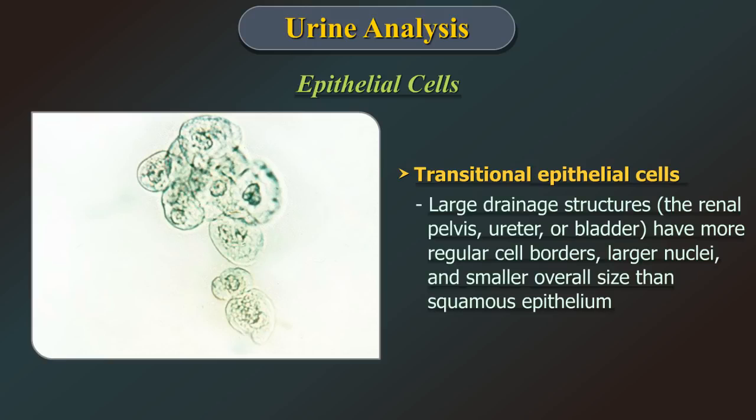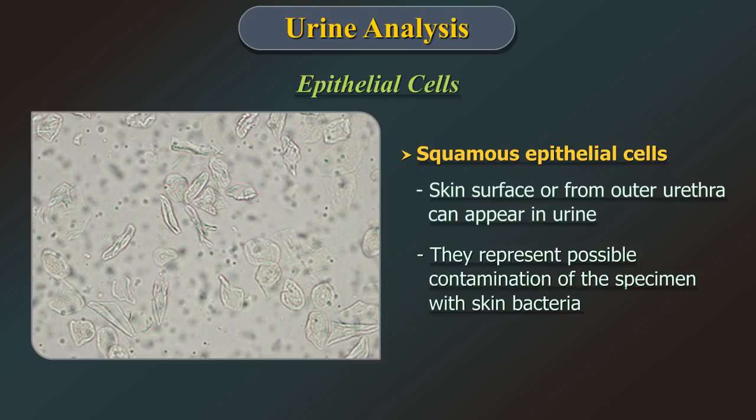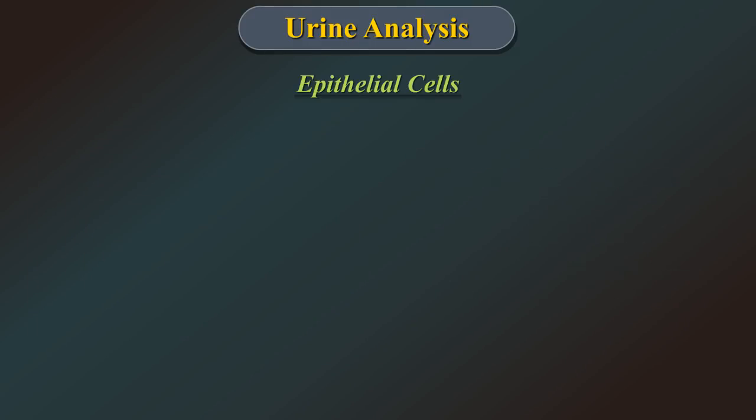Transitional epithelial cells from the large drainage structures, that is, the renal pelvis, ureter, or bladder, have more regular cell border, larger nuclei, and smaller overall size than squamous epithelial cells. And then the squamous epithelial cells from the skin surface or from outer urethra can appear in urine. They represent possible contamination of the specimen with skin bacteria.